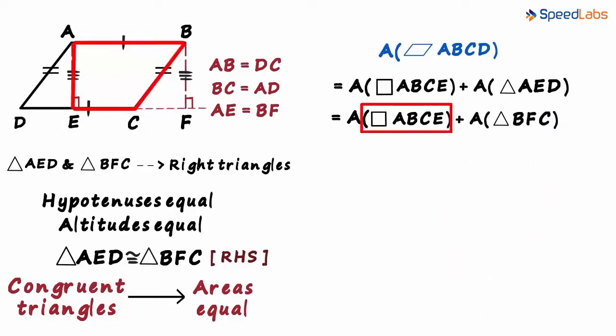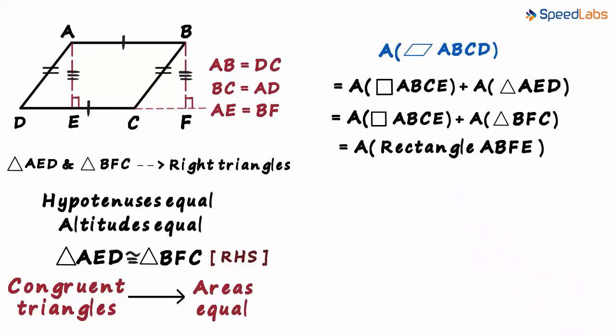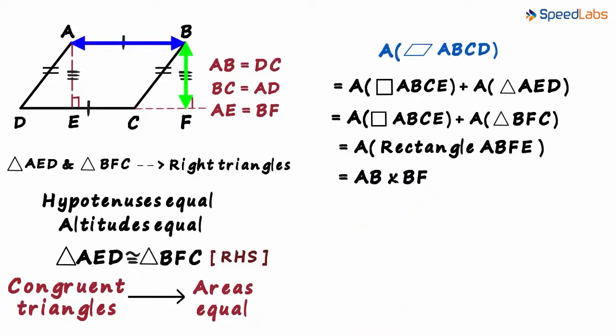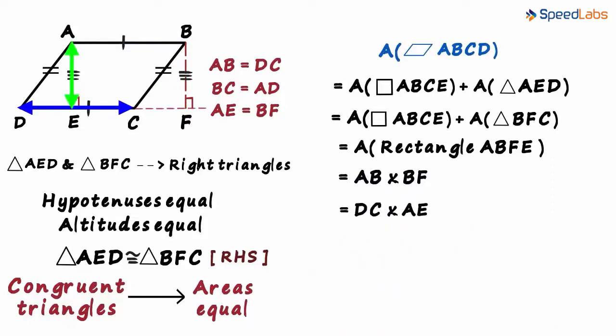ABCE is this and BFC is this. The sum of their areas will be this. It will be equal to the area of rectangle ABFE. We know that the area of a rectangle is equal to length multiplied by the breadth. So it equals AB multiplied by BF, which can be written as DC multiplied by AE. That's because AB is equal to DC and BF is equal to AE.